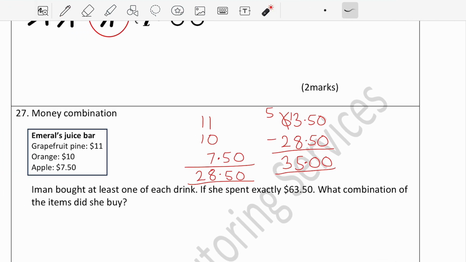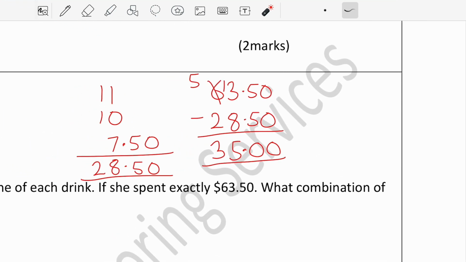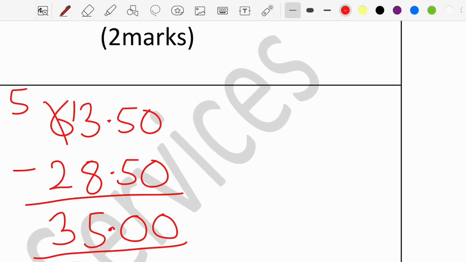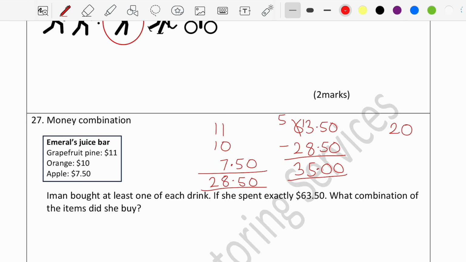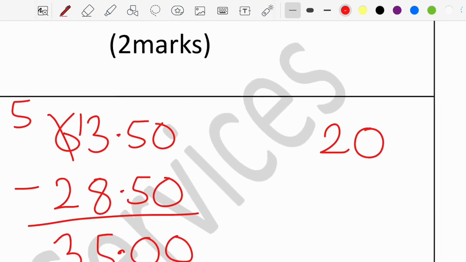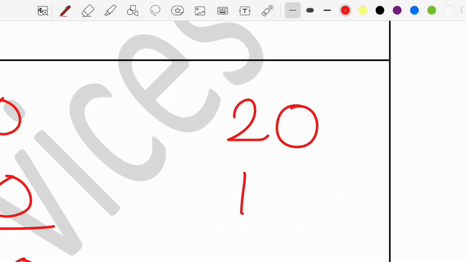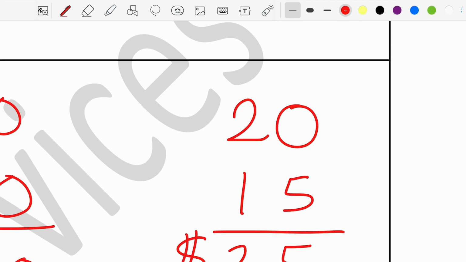So this would make it a little bit easier. So we can now determine what combination of these items will give you $35. By trial and error, you will realize that if we add 2 oranges, it will be $20. Sorry, not apples, that is 2 oranges. And if we add 2 apples, that will give you $15. $7.50 plus $7.50 is 15. We will get the 35. So that is one of the combinations that we can use.